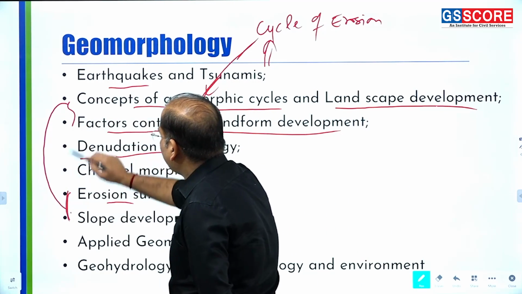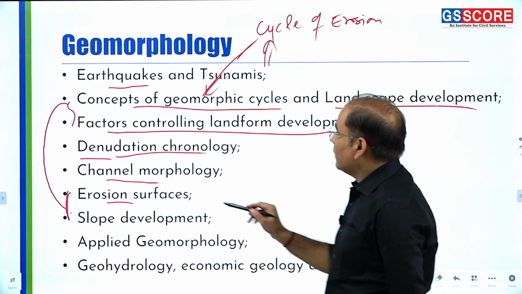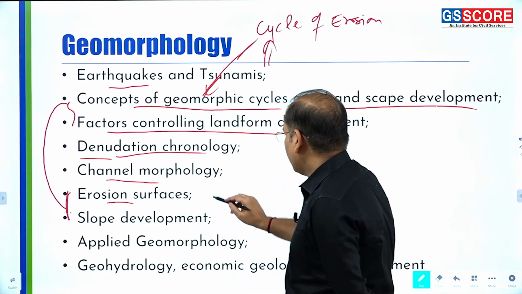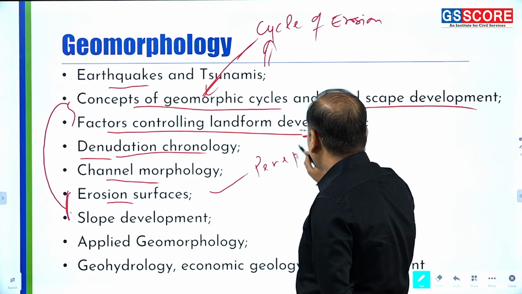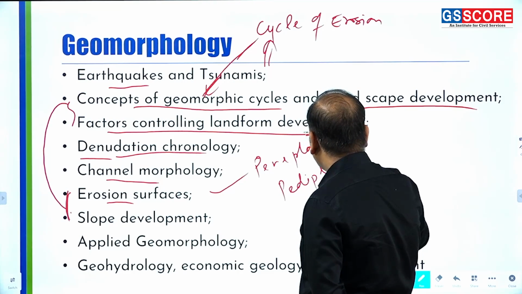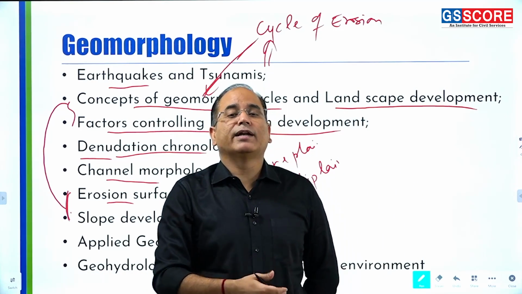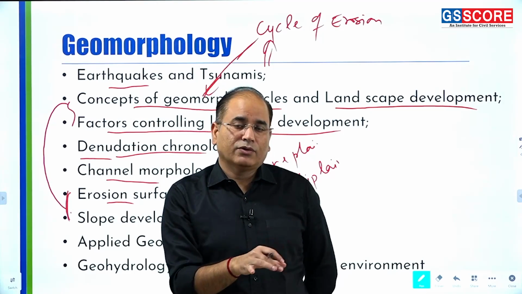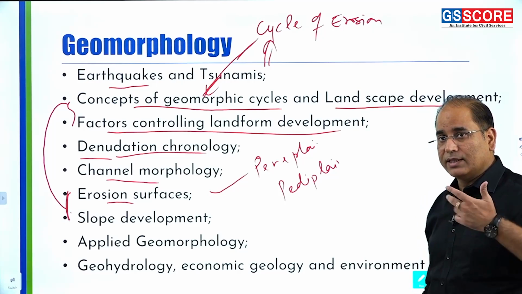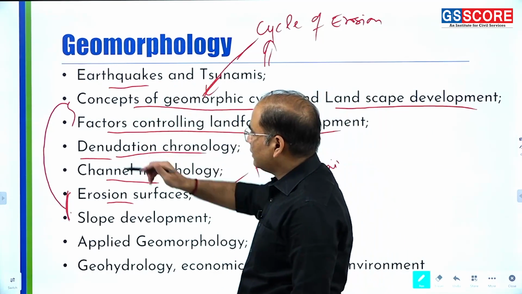Then comes the erosional surface and the slope development. These two are topics in continuity with the concept of geomorphic cycles and landscape development, because erosional surfaces are like the peneplain. These are erosional surfaces, and these erosional surfaces are mostly the end result of the cycle of erosion. So the cycle of erosion's end product is associated with the erosional surfaces, and sometimes they directly ask questions related to these erosional surfaces. So this is in continuity.